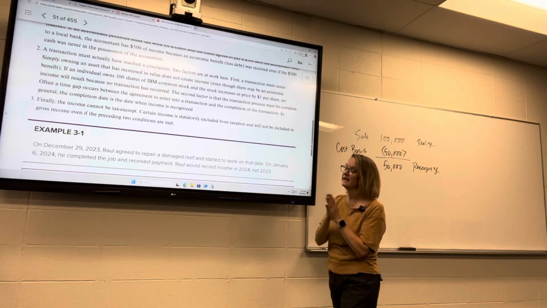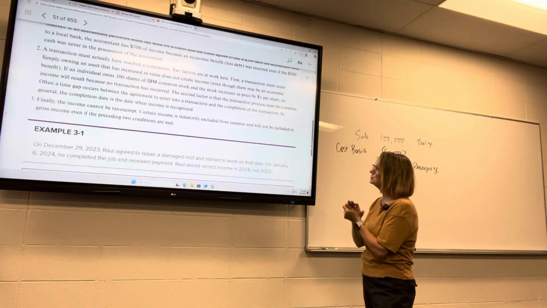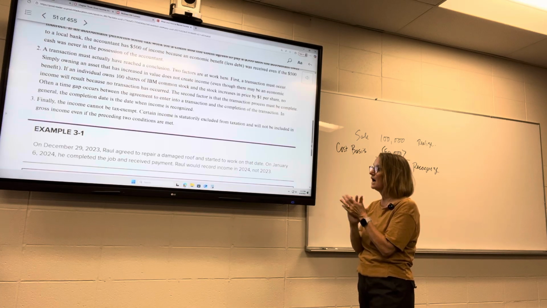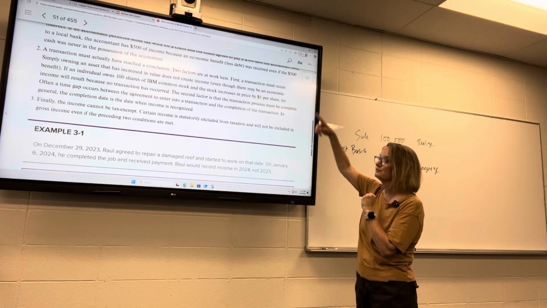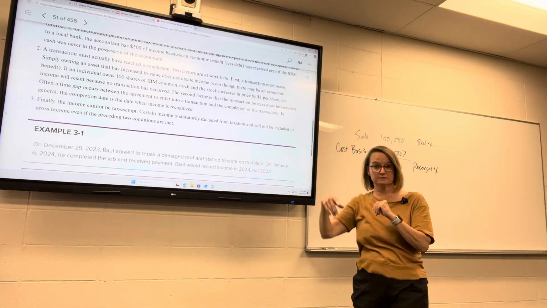Finally, the income cannot be tax exempt. There are certain items of income that are excluded from taxation and will not be included even if those two preceding circumstances have been met.